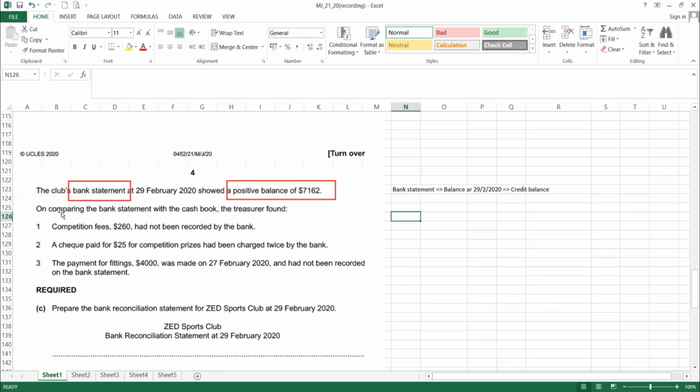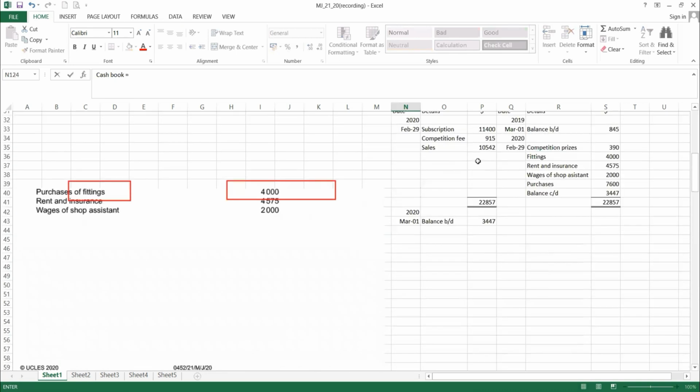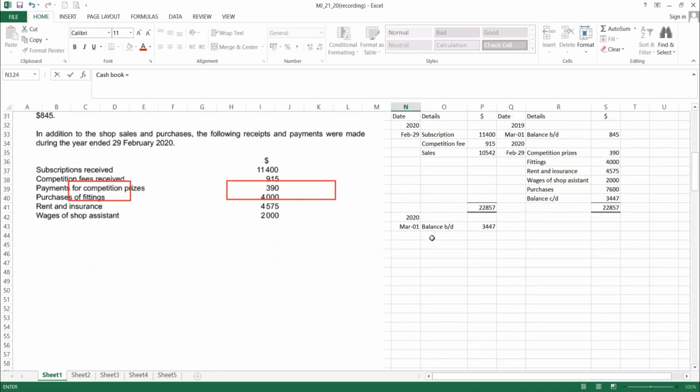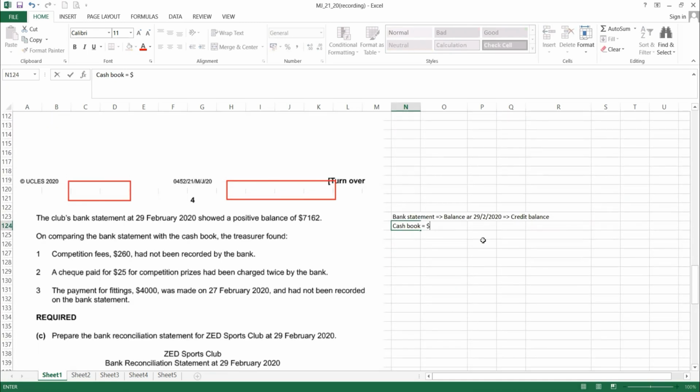Next, on comparing the bank statement with the cash book. How much is our cash book amount? We already calculated it, from here, 3447. It's also a positive balance because it's on the debit side. So this is also a positive balance, but this positive balance is in the debit. It's an opposite difference. Okay.